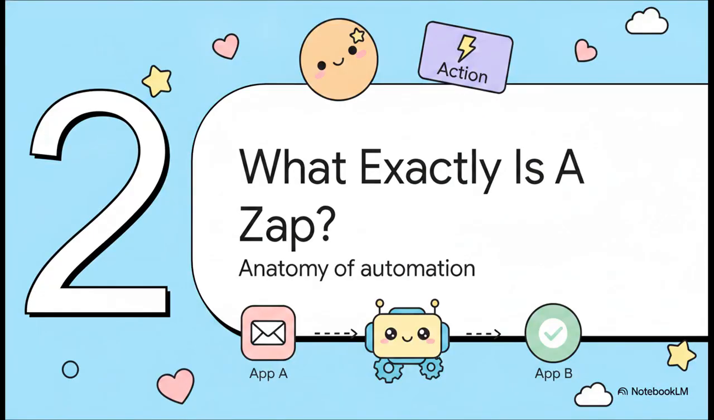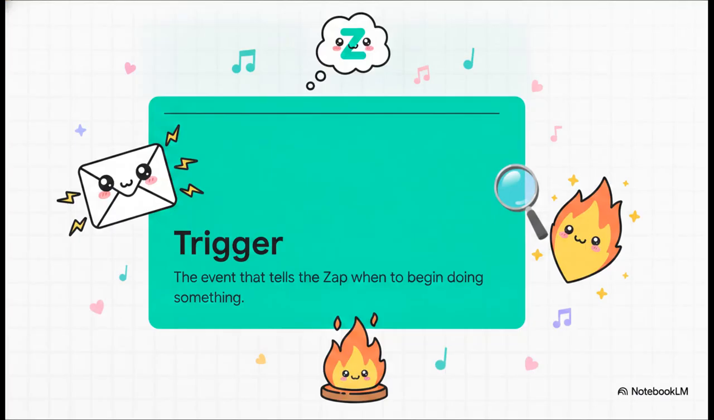Moving to Section 2. What exactly is a Zap? Let's take a look at the anatomy of automation. Listen, I want you to completely forget about scary code. A Zap is simply an automated workflow that connects your apps and does your repetitive work for you. And every single Zap is made up of just 2 delightfully simple parts.